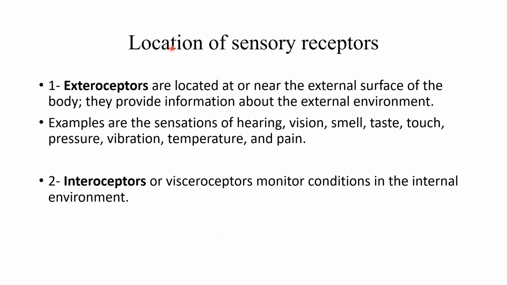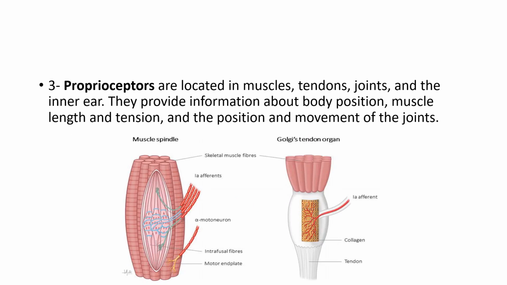And based on the location of the sensory receptors, they can be divided into exteroceptors, which are located near the external surface of the body, such as for vision, smell, temperature, and pain, or interoceptors, or visceroceptors, that are located in the internal organs of our body, or proprioceptors, which are located in muscles, tendons, joints, or inner ear, which give us information about the body position and movement of the joints.